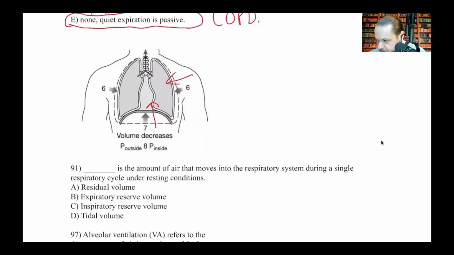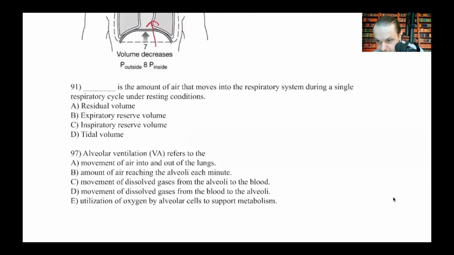Okay. Let's do 91. See who hasn't gone yet. I think everybody's gone. I can go for it. Go ahead. That was 91, right? Yes, 91.